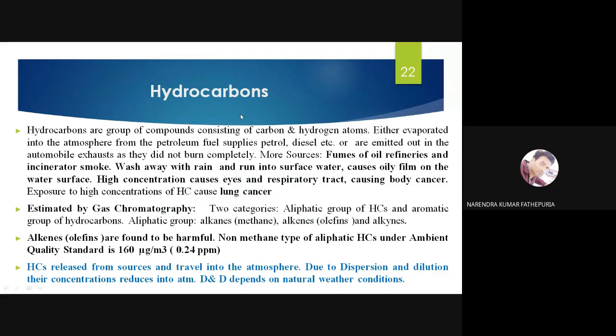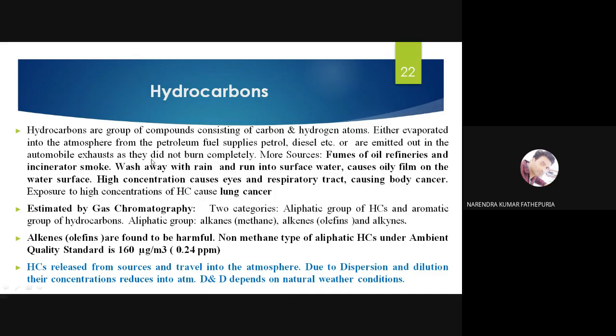The fumes of oil refineries. These are the main sources of hydrocarbons, except petrol, diesels, and kerosene and all that. The fumes of oil refineries and incinerator smokes. So in most of the cases we are using incinerators in most of the industries like various automobile industries, various thermal power plants, as well as in an incinerator based waste to energy plant, we are using incinerator smoke. So that smoke is also having unburnt fuel.